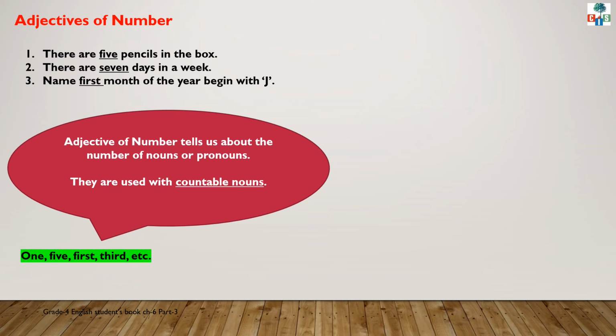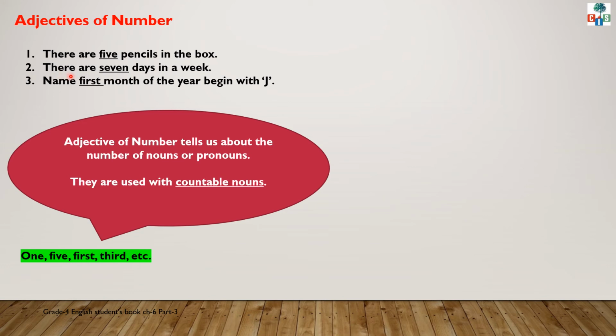And now the last one is adjectives of number. Look at these examples, children. Number one, there are 5 pencils in the box. What is the noun? Pencils. And before this noun, I have used a number, 5. A particular number, 5. So, 5 is an adjective of number in this sentence.